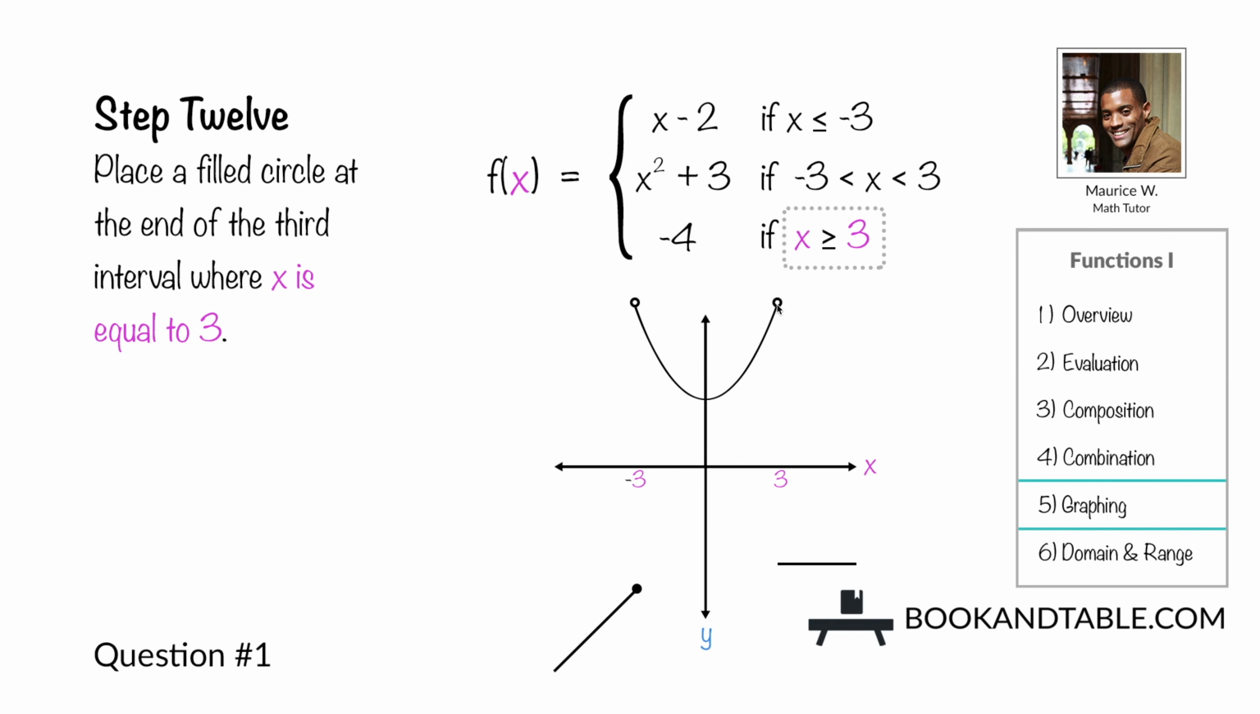And finally, step 12, place a filled circle at the end of the third interval where x is equal to +3. And it is filled since x is greater than or equal to. So since it can equal 3, that number is included, so the circle is filled. And with that, this would be the answer to question number 1. And that is how we go about sketching piecewise functions.